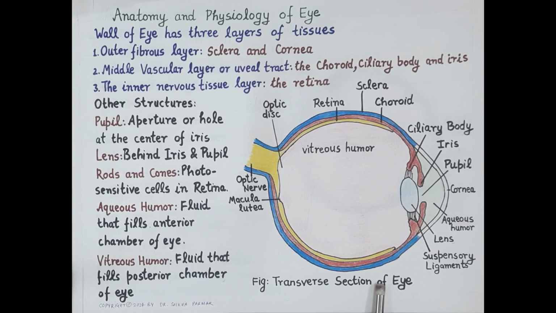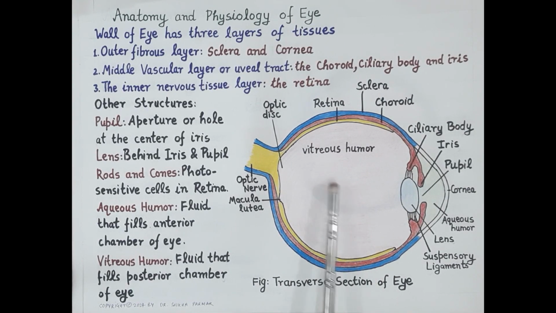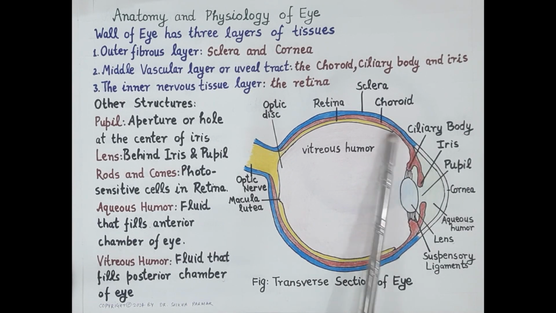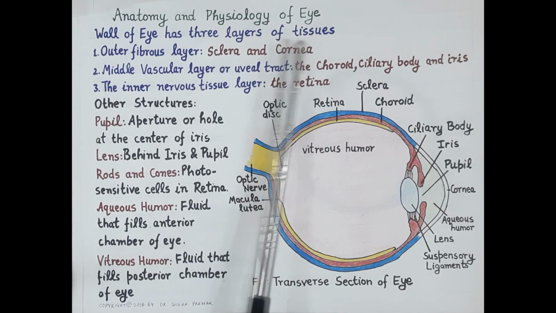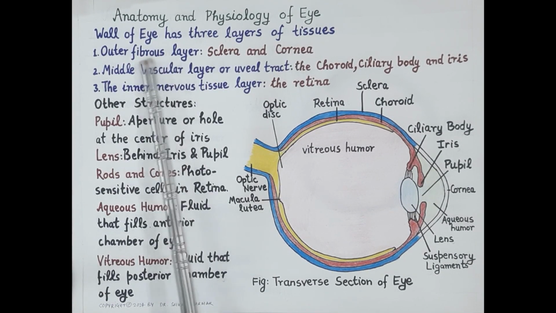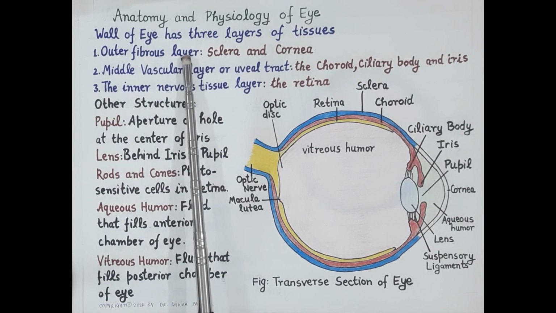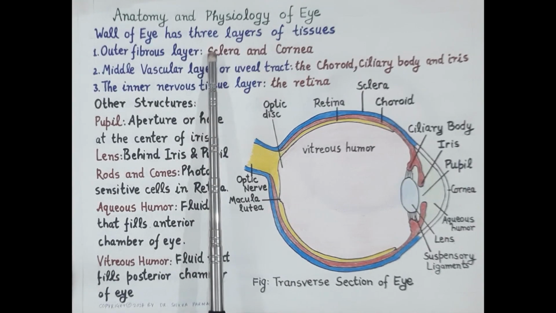This is the transverse section of the eye. So the eye is almost spherical in shape. Now this is the eyeball. Now this eyeball is filled inside with fluids. Now the wall or the covering of the eyeball is made up of 3 layers of tissue. Outer fibrous layer or the outer protective layer that protects the internal structure of the eye.